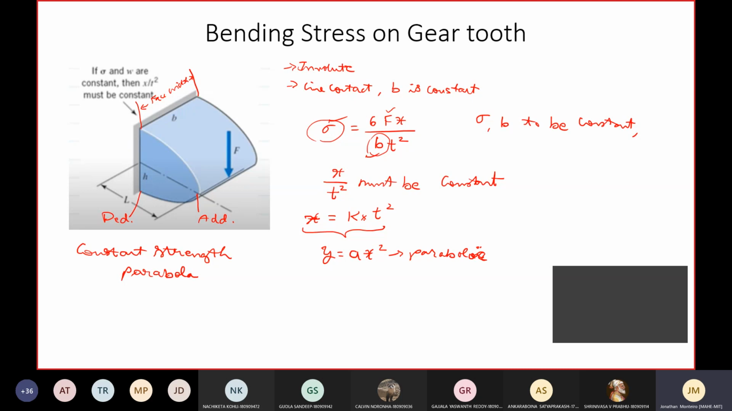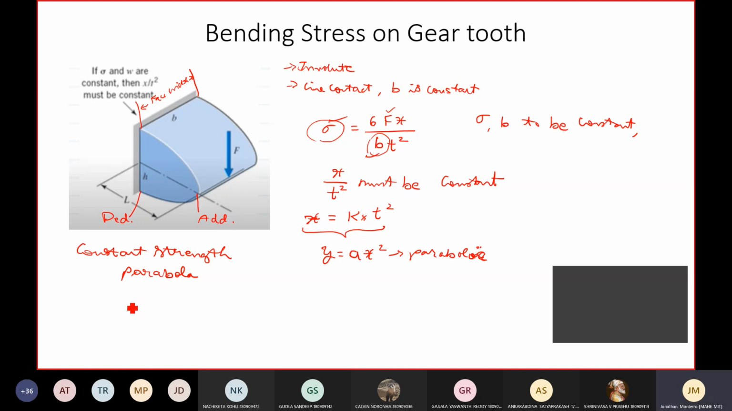Can we have a little bit more material extra here, which would give us more strength? We'll also discuss that possibility.